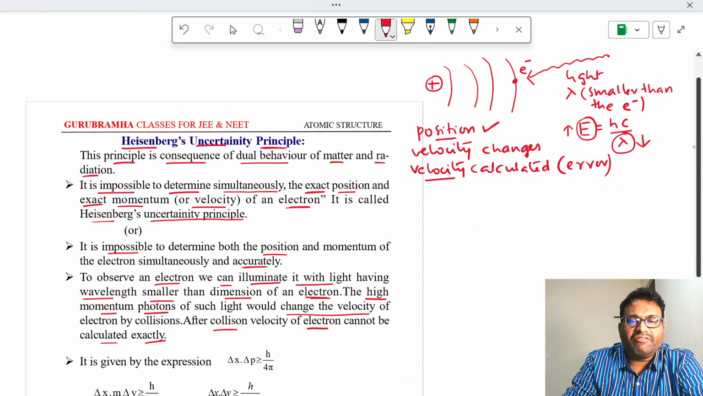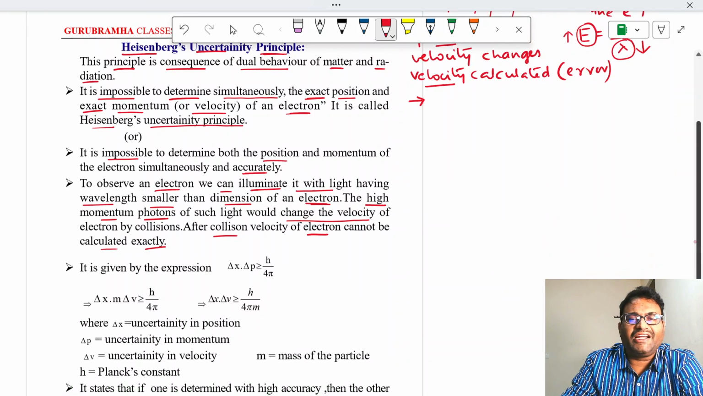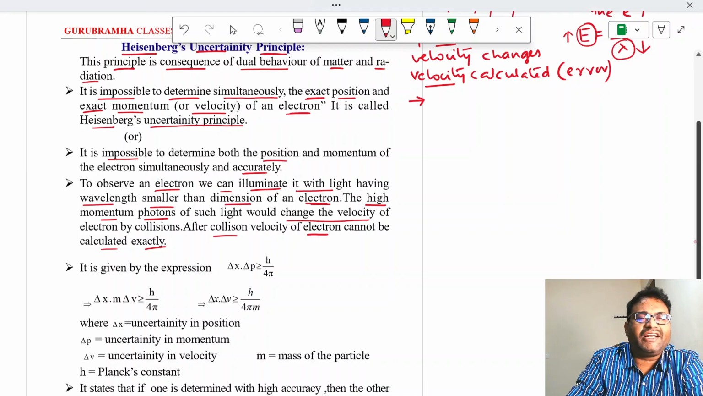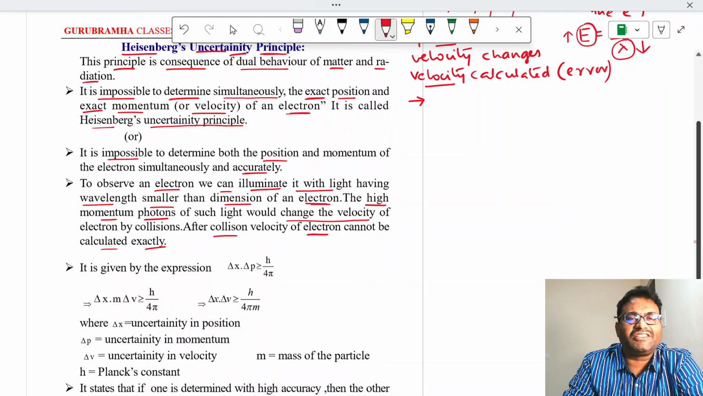So there will be some error. If one property is calculated with some accuracy, then the calculation of the other property will have error. So that error is called uncertainty. Uncertain means not certain. There will be some error in its calculation. That is called uncertainty.